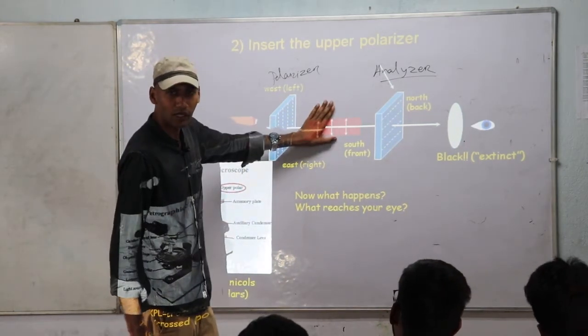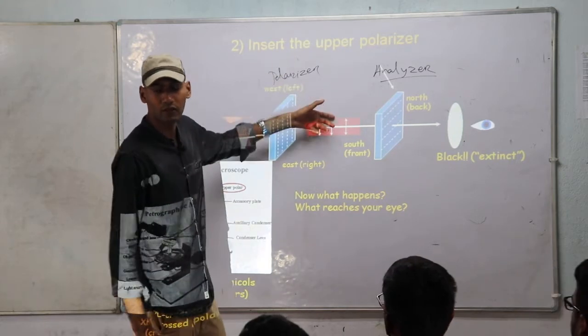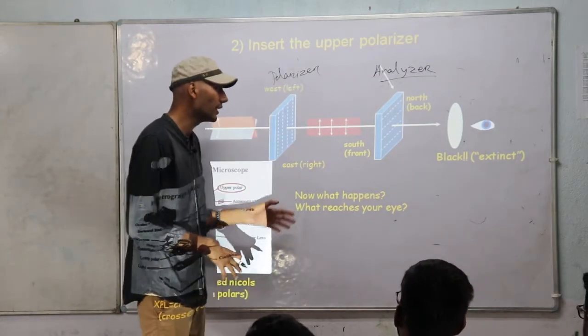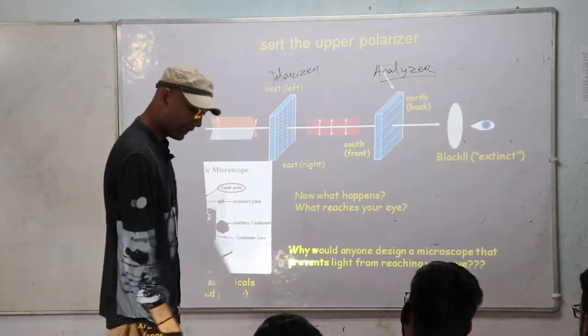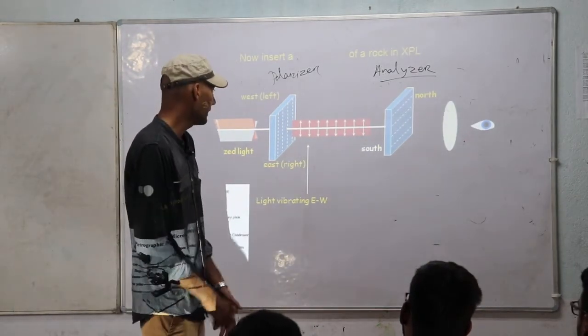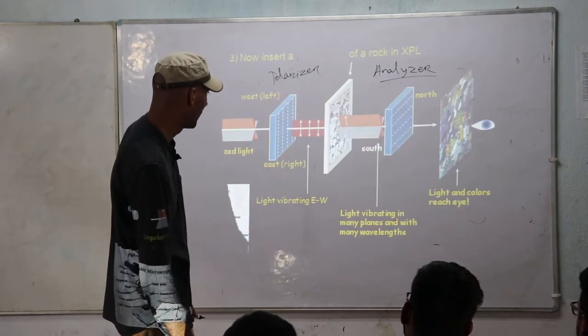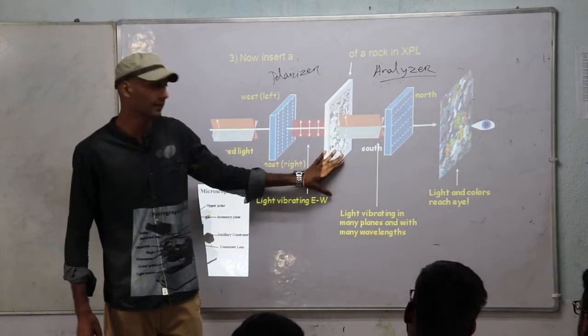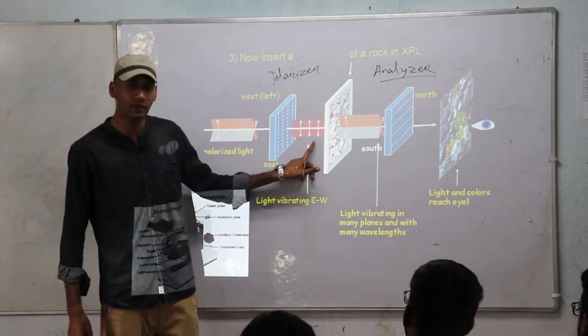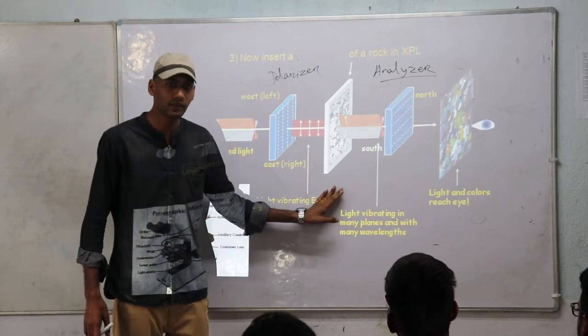But here there is no mineral. If we put a mineral, then we will show other conditions when there is extinction, when there is interference. Now let's see if I am entering a mineral here. You can see here I have entered a section. That was unpolarized in the previous case. Now I have entered the mineral.